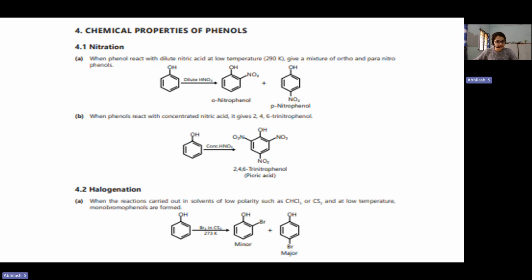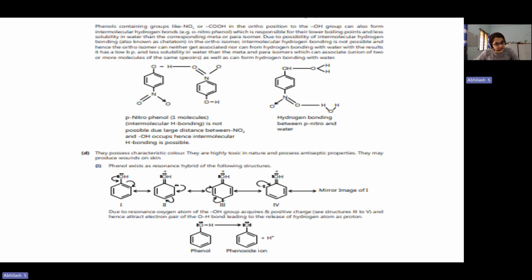Here you can see in the resonance structure, there is an electron-rich site in the second, fourth and sixth positions. This is ortho and this is para and this is ortho. This is the electron-rich site. So electrophiles can easily attack the electron-rich sites of the phenoxide ion.